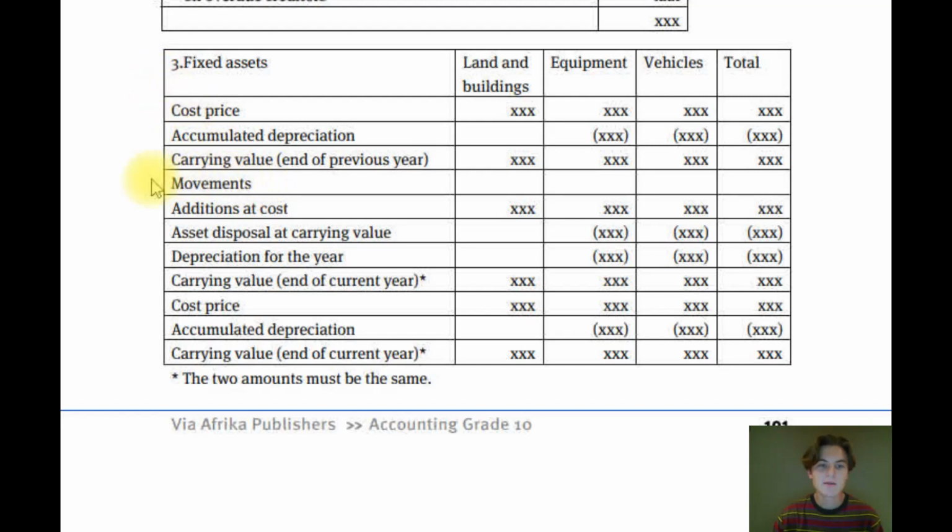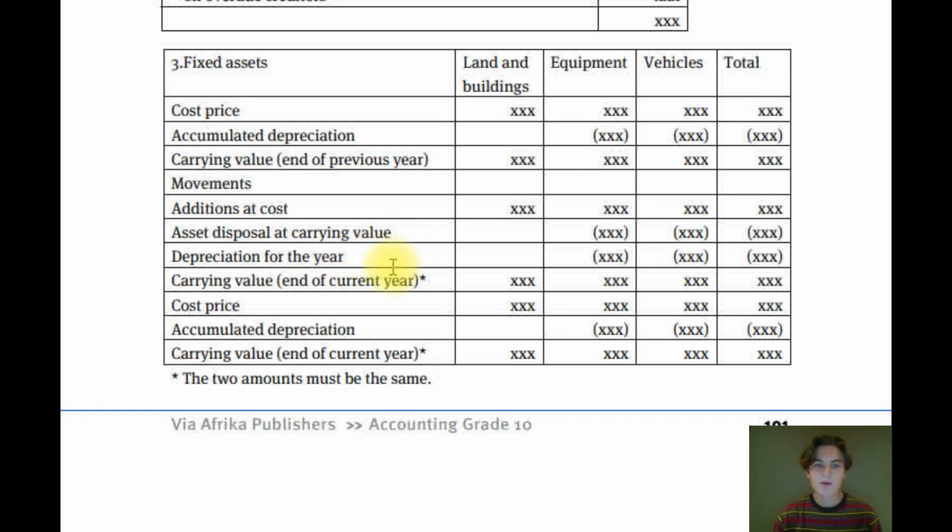And then you'll have the movements. So this relates to any movements that have happened in this current financial year for those assets. So you'll have additions at cost. So how much more have we bought of certain assets? And then we'll have our asset disposals at carrying value. Remember, assets are always disposed at carrying value. We have to dispose of them at the value that they are actually worth, so a true value. And then we will add our depreciation for the current financial year. Depreciation is an expense account, whereas accumulated depreciation is a negative asset.